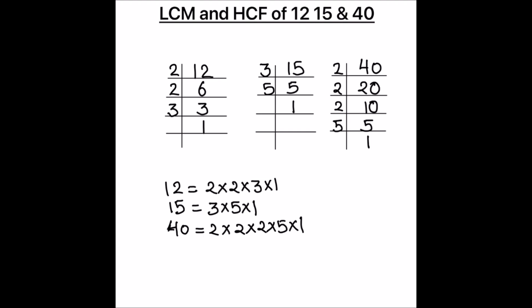So first of all we'll find the HCF in between the three numbers. So HCF is the highest common factor. So we'll first circle the common factors in between the three numbers. So let's circle the common factors. The common factor here in the three numbers is nothing but only the number 1. So the HCF of the three numbers is 1.